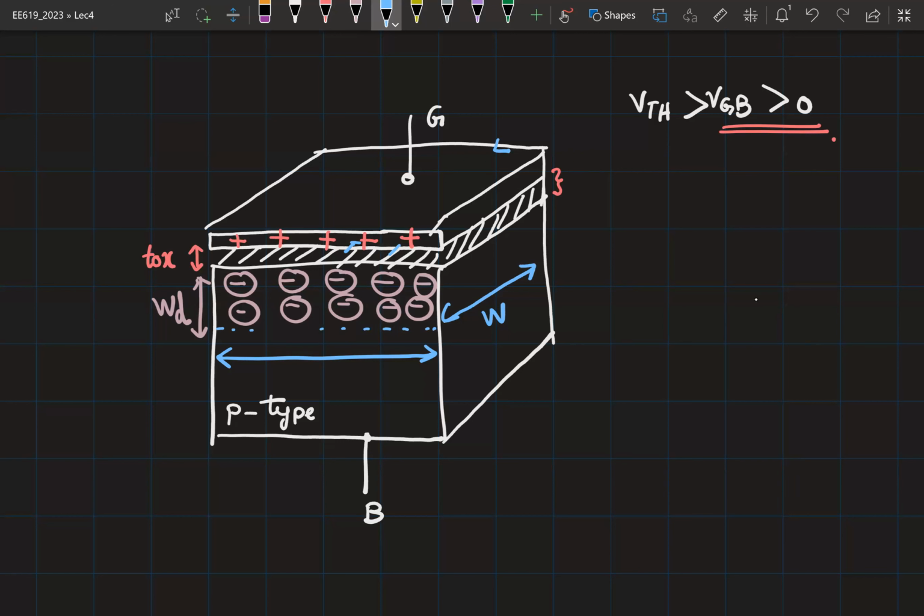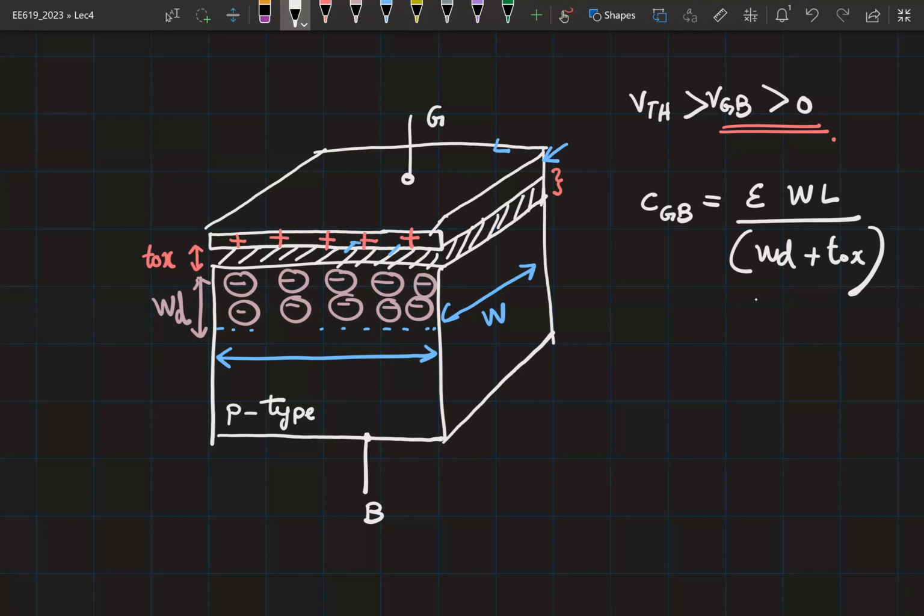If I apply a delta V, you can easily imagine delta Q appearing on the gate, right? The equivalent delta Q appearing on this other side is appearing because the holes are moving away and it is uncovering negatively charged ions. Okay. So then I could write the equation of the capacitance as epsilon times W times L divided by WD plus TOX. But then we have a problem, right? What value of epsilon would we use?